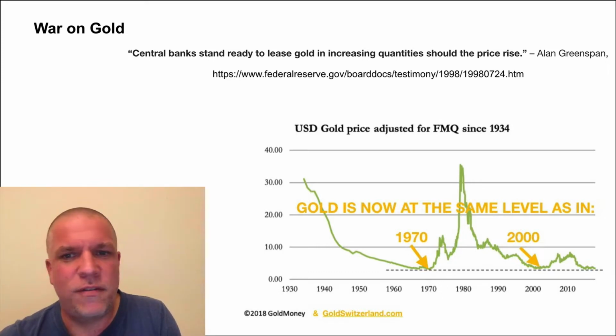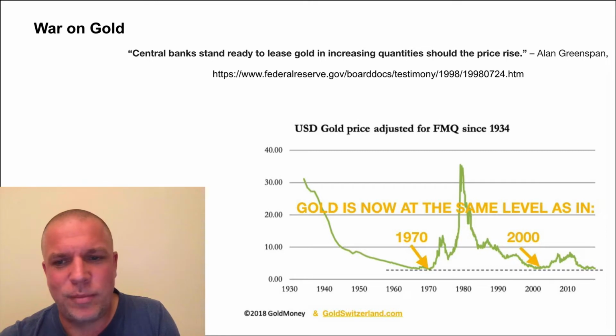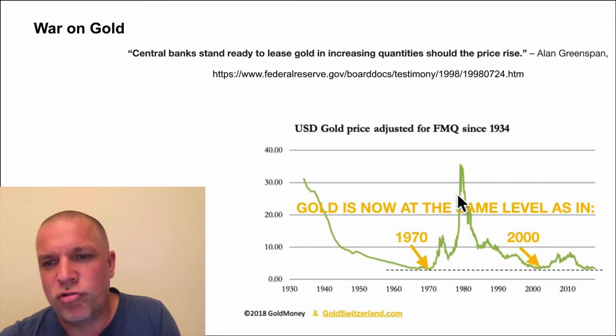And this is the worst fear for central banks ultimately in the fiat system, because if this was to get out of control, this price, this rally here, people would see gold as a better store of value than cash, and there's a danger.